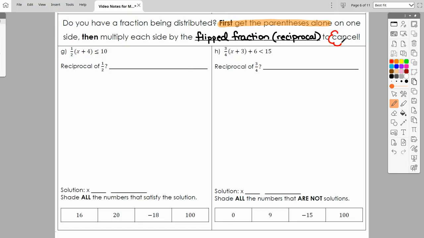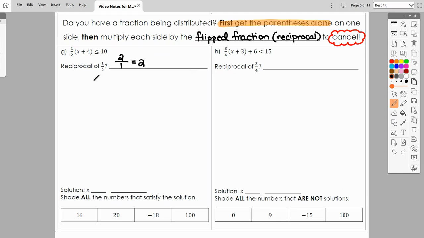We're going to start with taking a look at example G, noticing that we do have a fraction of 1/2 being distributed to the two terms in the parentheses. From here, when I go ahead and do the reciprocal of 1/2, I just flip it so that way the 2 is on the top and the 1 is on the bottom. I can simplify that down. 2 divided by 1 is 2.